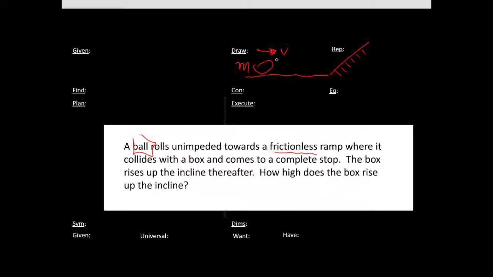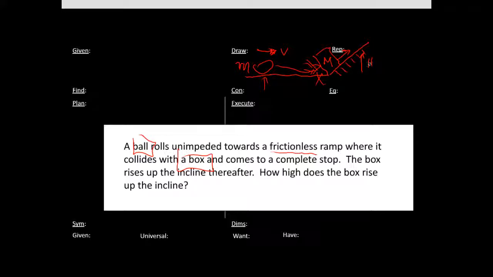I guess the ball will have a mass and a speed if it's actually rolling in that direction. Then it's going to collide with a box. All right, so there's a box here with a mass capital M, I'll call it. And when this guy hits this guy, bang, this guy's going to go up and this guy's going to stop. So the ball will stop over here, this spot. And then this guy will go up this way. We want to figure out how high up this guy's going to go.